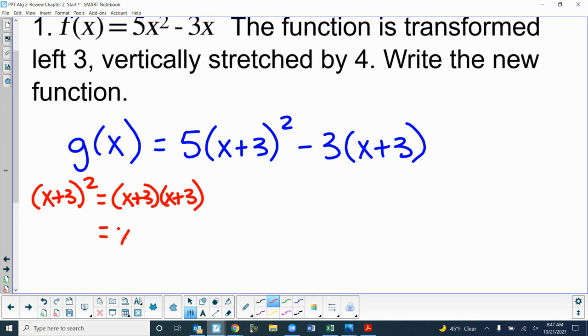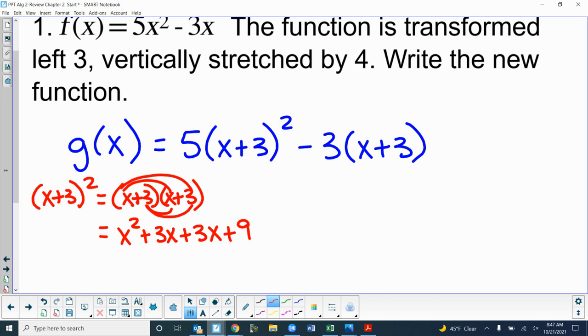X times x. First. Outside. X times 3. Inside. 3 times x. Last. 3 times 3. Okay?